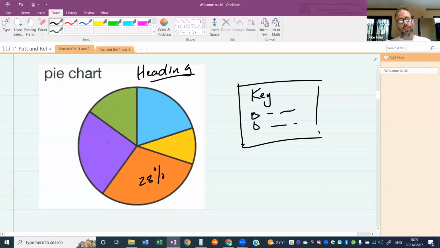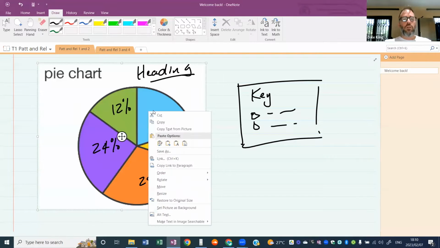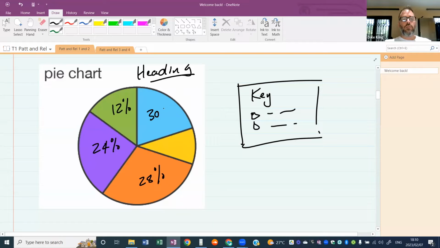Let's say 28%, and this one here will be 24%. Okay, and then the green one here, let's make it 12%. And then the blue one, let's see what we got. Let's make this 30%. Oh, people are going to shout at me because the blue one's smaller than the purple one. So let me rather do this. Let's do 22%. Okay. Here is your first question, everyone.